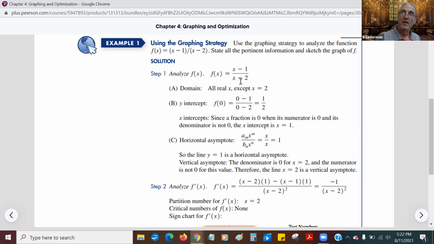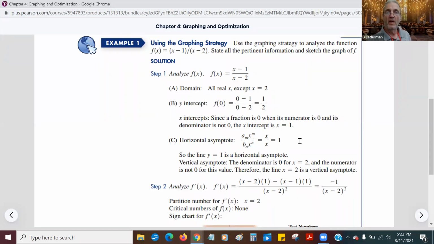So the vertical asymptote comes because the denominator is 0 and the numerator is not 0. See, if the numerator was also 0, then you might wind up not having a vertical asymptote. But since the numerator is not 0, if I plug in x equals 2, I get 1 over 0, and that's asymptote time. So x equals 2 is going to be your vertical asymptote, and y equals 1 is going to be your horizontal asymptote. Okay, so there we got the asymptotes.